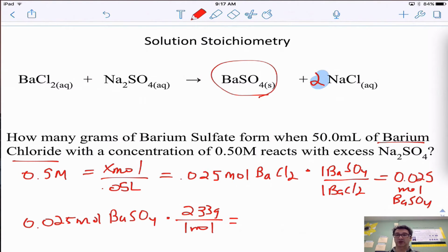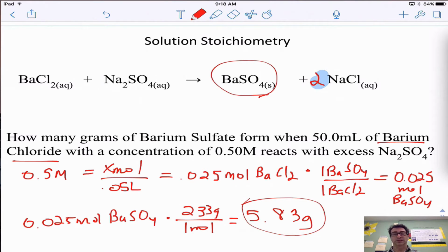So if we do that in our calculator, we get 0.025 times 233, and I'll get 5.83 grams of barium sulfate forming. As you can see, these problems are pretty straightforward.